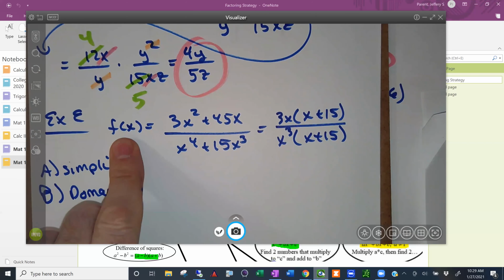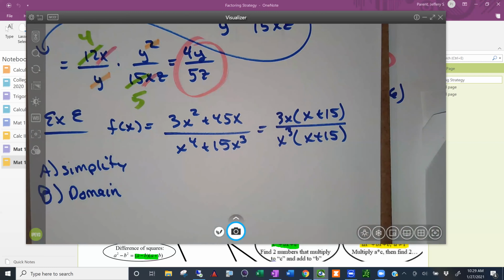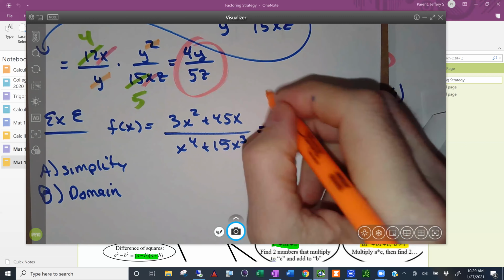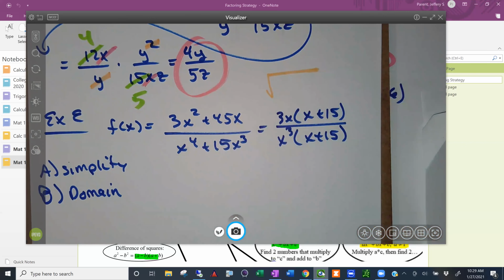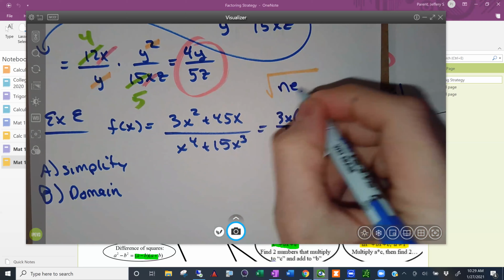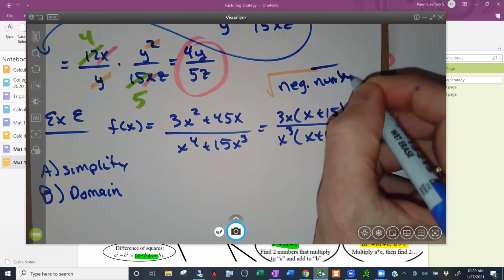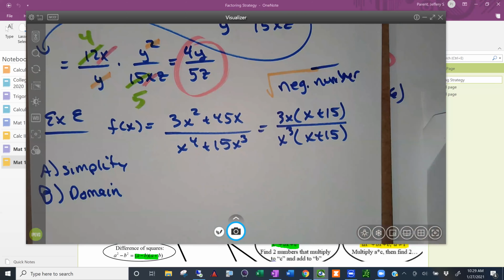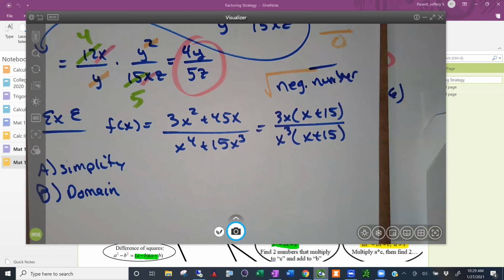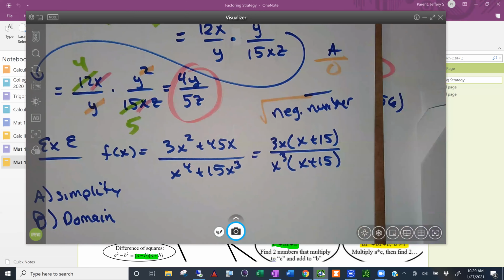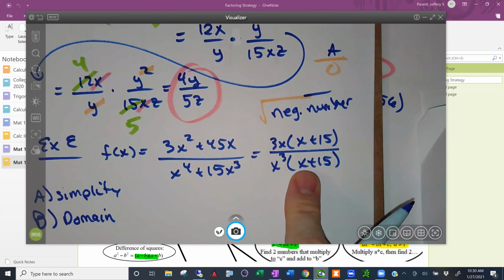So the domain of this is what I can put into this function and have it work. Now, there's really only a couple places where something might not work. One of them is if you have the square root of a negative number. That's a problem. But the other problem is dividing by 0. You can't divide by 0, but that could happen here.